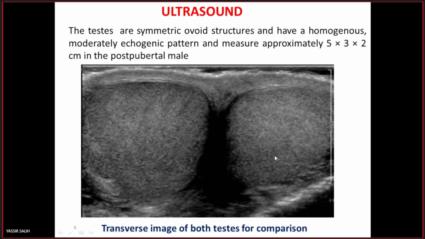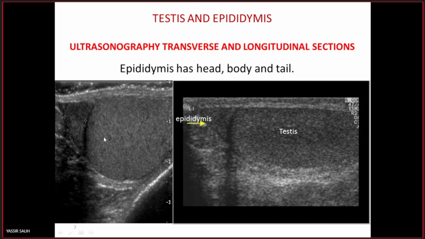This is a normal appearance. Both testes are symmetric, ovoid structures with homogeneous texture, measuring 2/3/5. This transverse ultrasound scan illustrates both testes, right and left, with characteristic normal appearance. Also, this ultrasound illustrates the testis, which is ovoid with homogeneous texture, and this is the epididymis. So this is a testis and this is the epididymis in ultrasound.